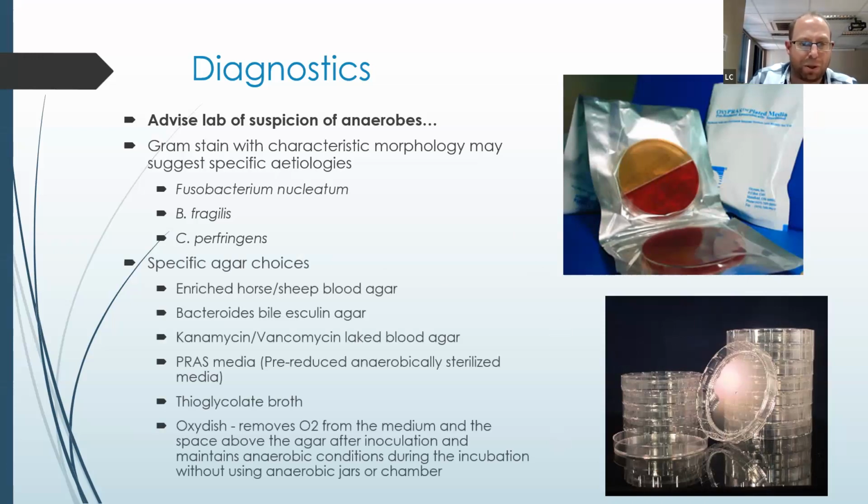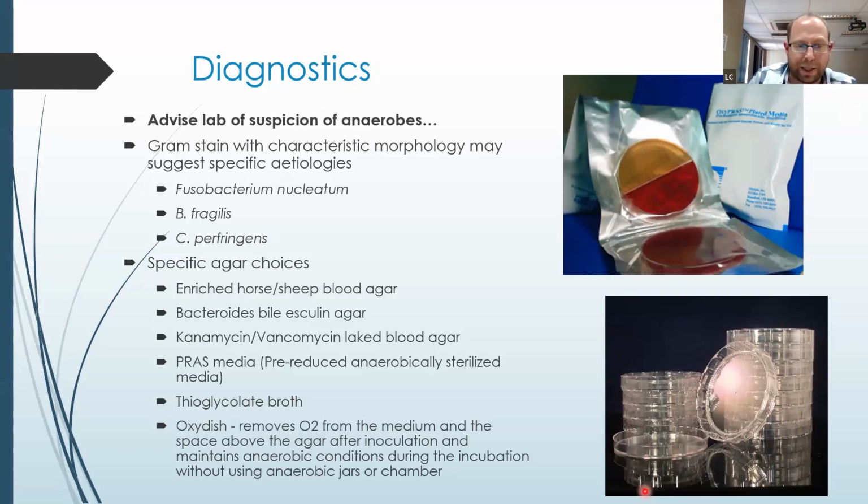And then the lab will decide based on specific agar choices, but things they often use are enriched horse or sheep blood, Bacteroides bile esculin, if you're worried about Bacteroides, kanamycin, vancomycin, laked blood agar, which can be useful for recovering and identifying the susceptibility patterns of other anaerobes, especially the gram-negatives. Your PRAS media, which is again this pre-reduced anaerobically sterilized media, which again it's more expensive, but it prevents oxidation of your samples. The use of thioglycolate broth is often recommended to recover these.